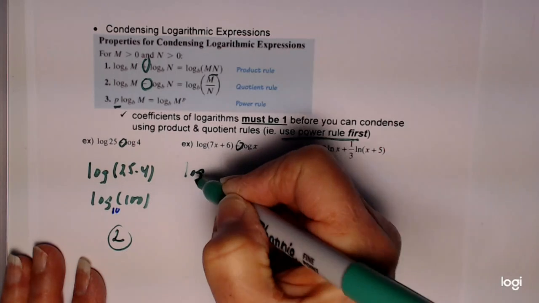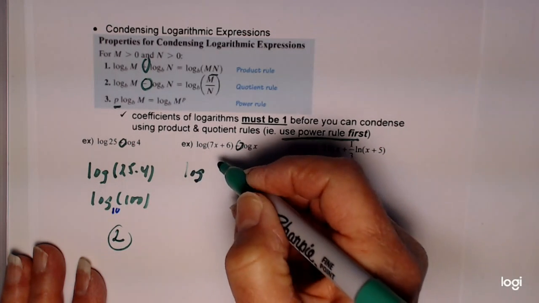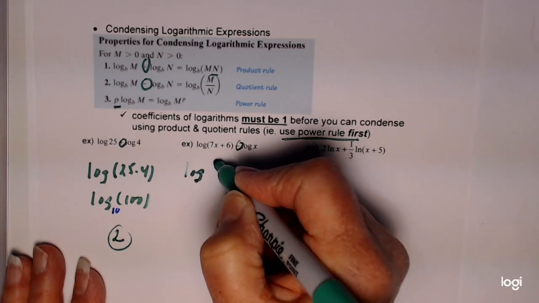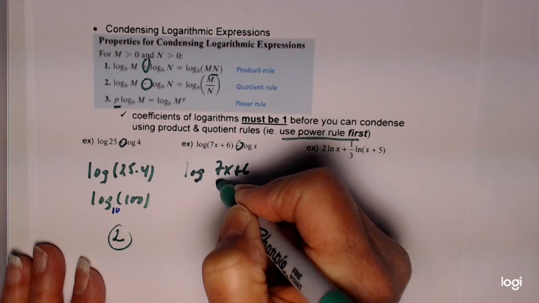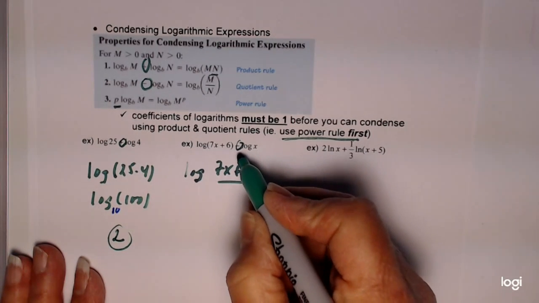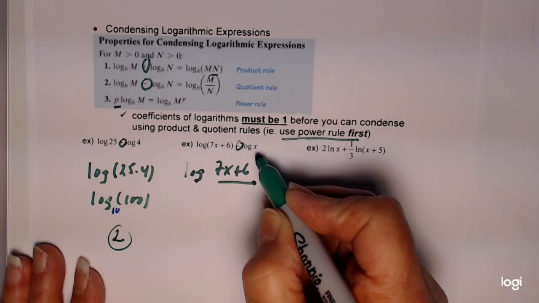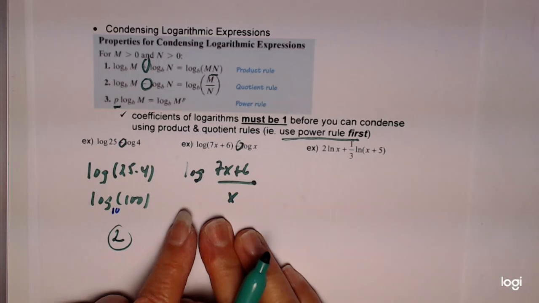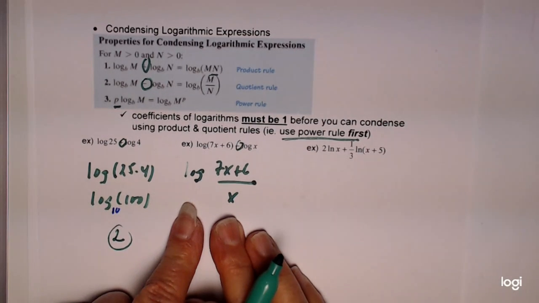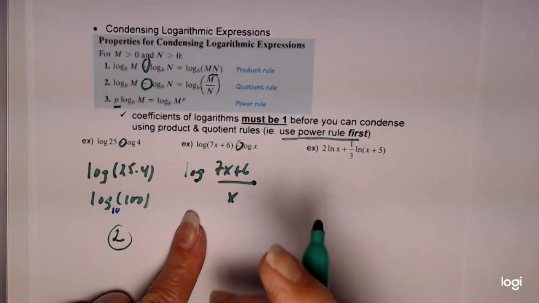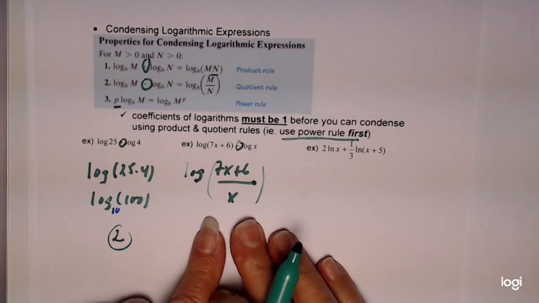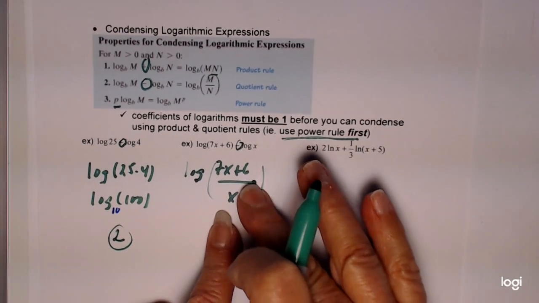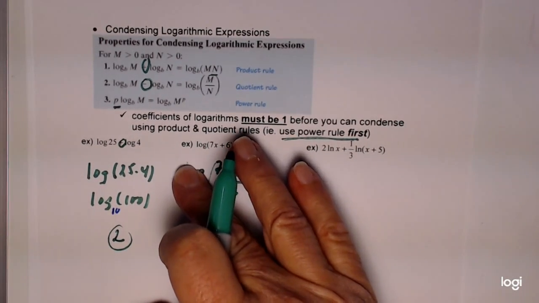We can combine these, and this is going to be log, and now this is going to be a division. So we have the 7x plus 6 in the numerator, and now this minus log x is after the subtraction sign, so that x goes in the denominator. So that would be our answer, and we're not able to simplify here. I've written it like this. If you want, you could put it in parentheses to show that all of this fraction is within this log function here.